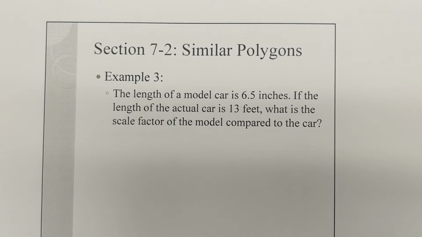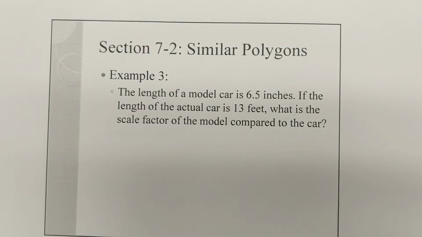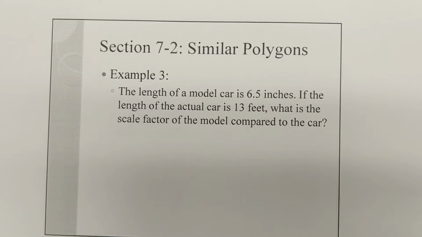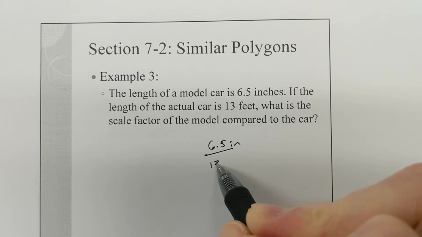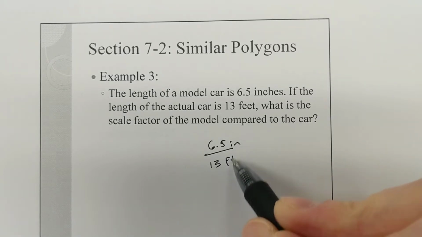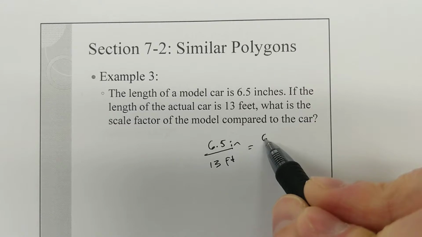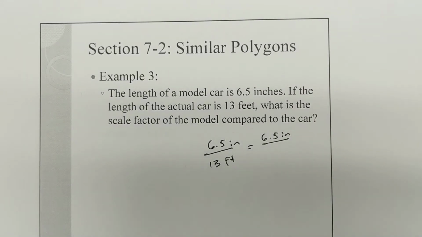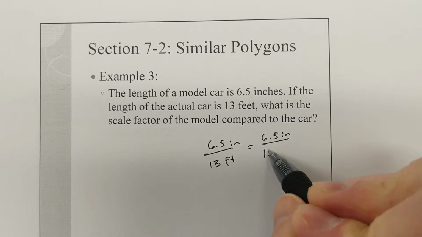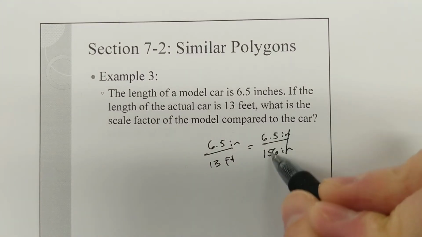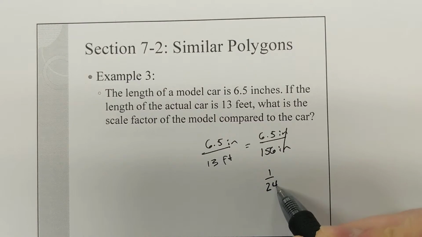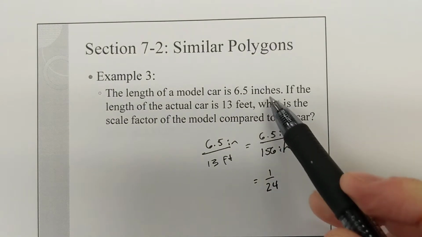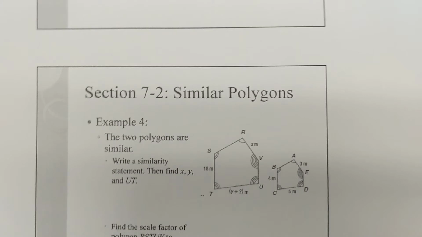So example 3 here, the length of a car model is 6.5 inches. If the length of the actual car is 13 feet, what is the scale factor of the model compared to the car? So the model is going to go on top. The car is going to go on the bottom, but you can't do this because your units are not the same. So I'm going to turn 13 feet into some number in inches. To do that, you have to multiply by 12. So this is 156 inches. And then inches cancel, and I just need to reduce 6.5 over 156, which is 1 over 24, the scale factor. So the model is 1/24 of the actual car.